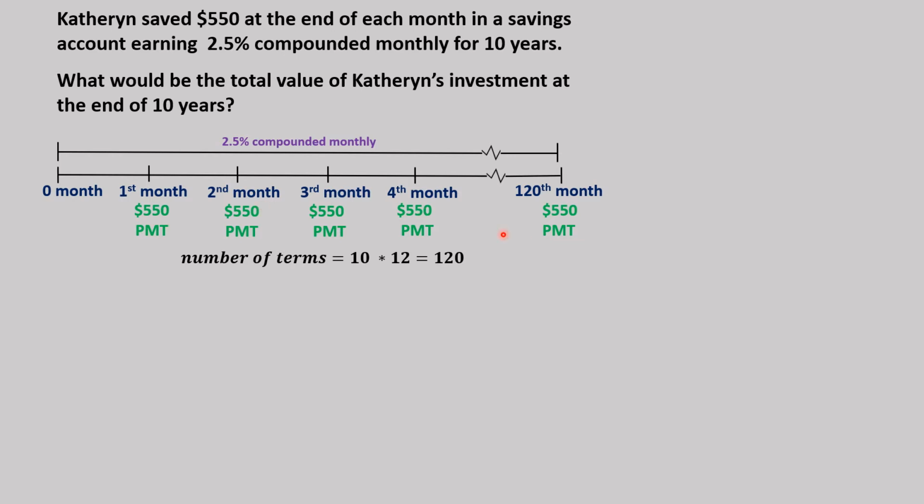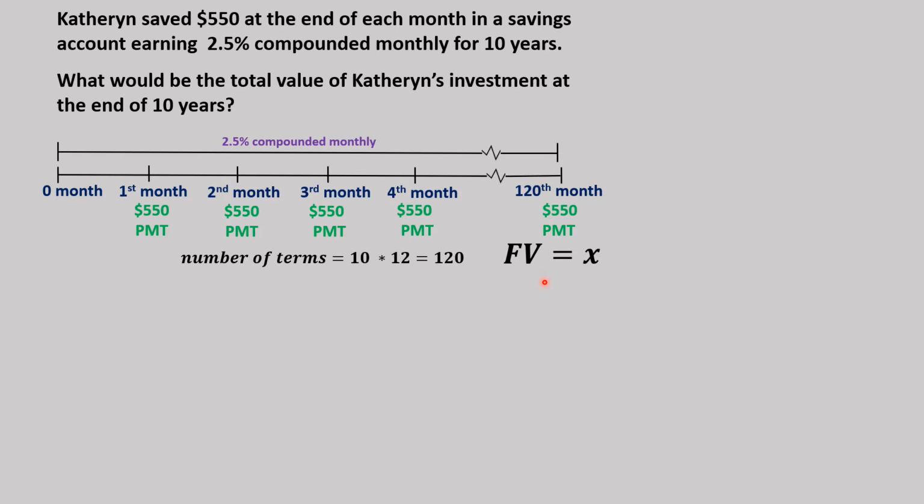So now the question is, what are we exactly solving for here? Are we solving for present value or future value? The question asks us, what would be the total value of Catherine's investment at the end of 10 years? So technically, we're looking for the value, not in month 0, but at the end of 120 months, the total value of her investment. Right, so we're actually solving for the future value of the annuity.